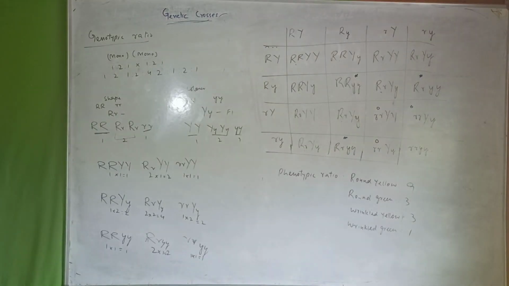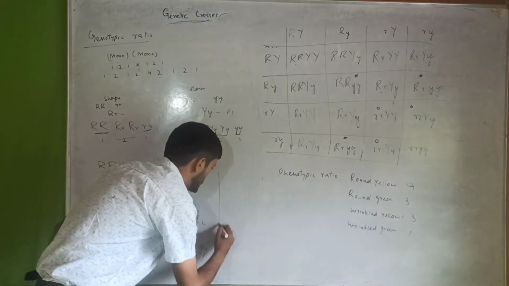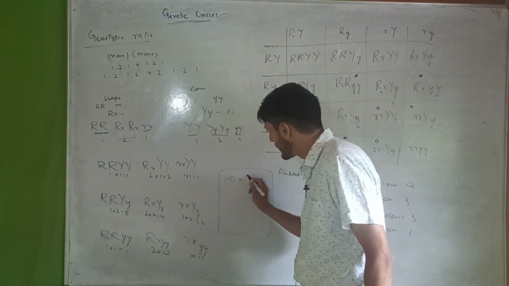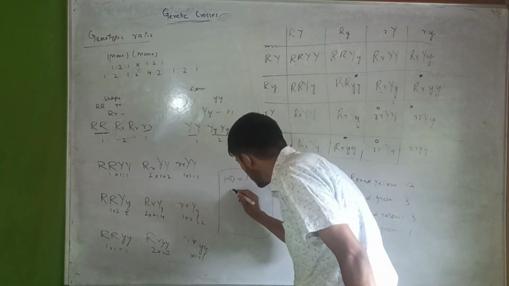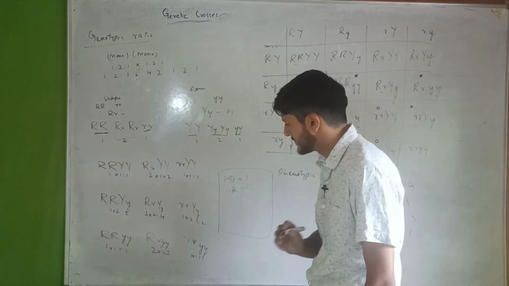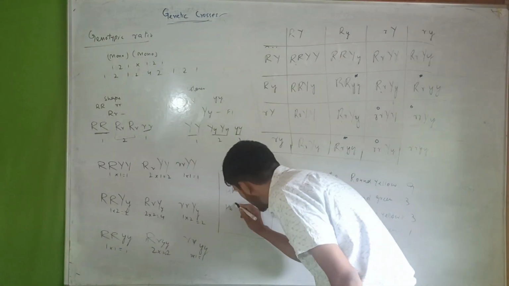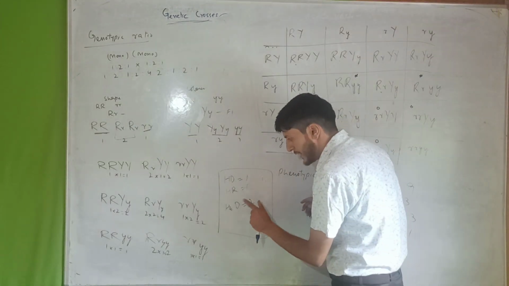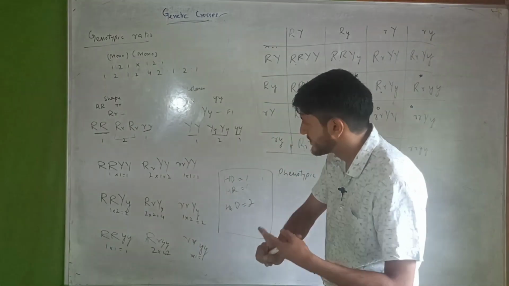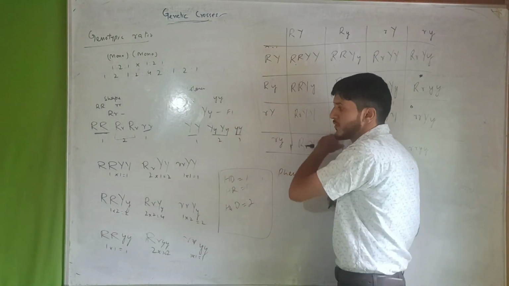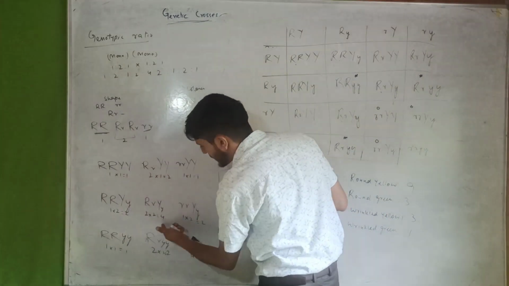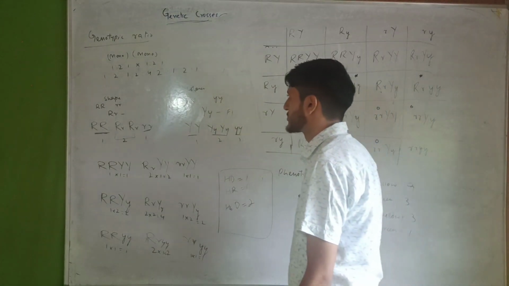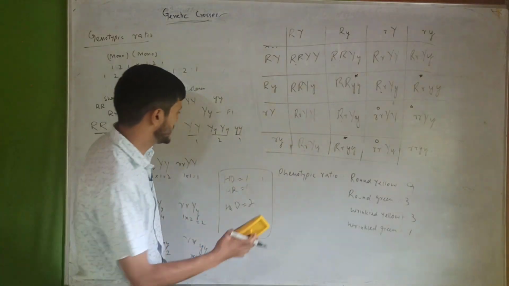Got it? Now remember these 3 points. Homozygous dominant, always 1. Homozygous recessive, always 1. Heterozygous dominant, 2. Okay? Heterozygous 2, homozygous 1. So what is the genotypic ratio? 1:2:1:2:4:2:1:2:1. So the genotypic ratio is 1 is to 2 is to 1 is to 2 is to 4 is to 2 is to 1.